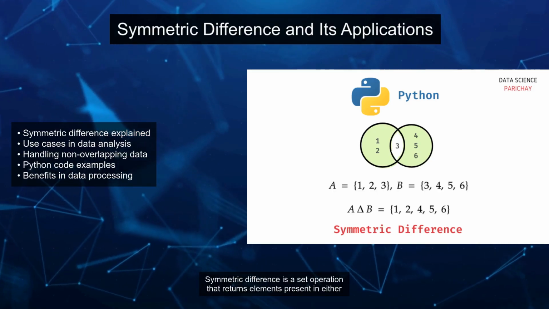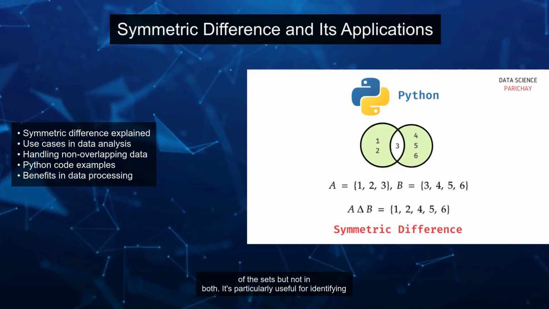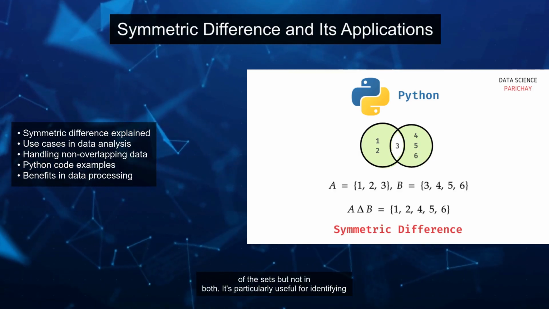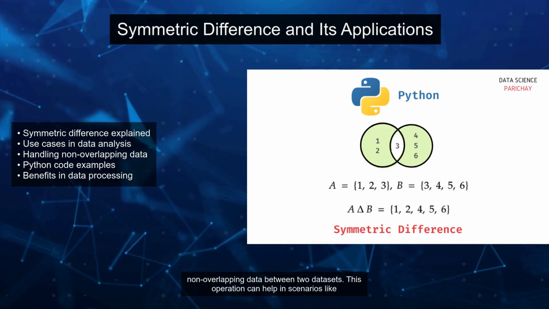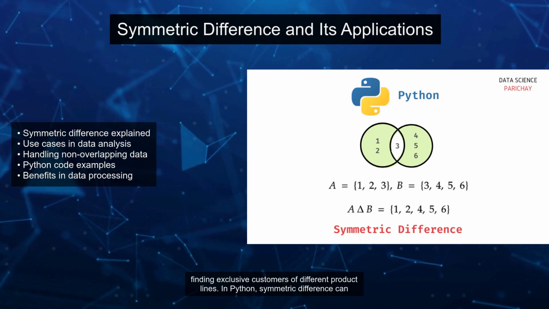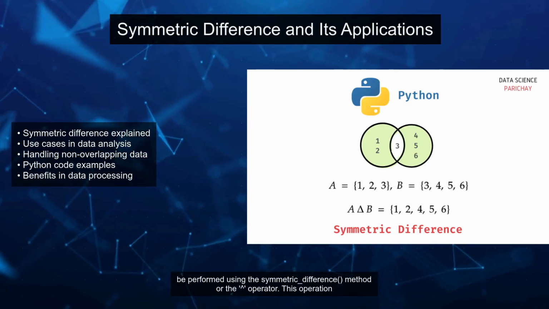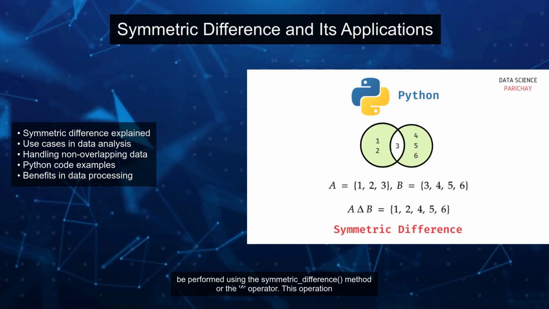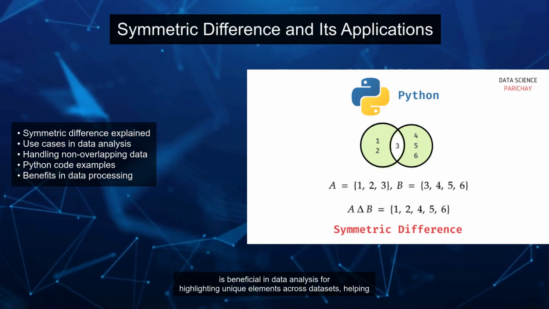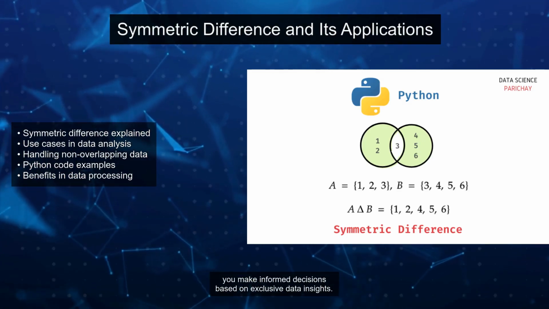Symmetric difference is a set operation that returns elements present in either of the sets but not in both. It's particularly useful for identifying non-overlapping data between two datasets. This operation can help in scenarios like finding exclusive customers of different product lines. In Python, symmetric difference can be performed using the symmetric_difference method or the caret operator. This operation is beneficial in data analysis for highlighting unique elements across datasets, helping you make informed decisions based on exclusive data insights.